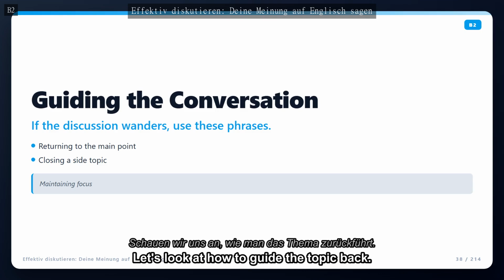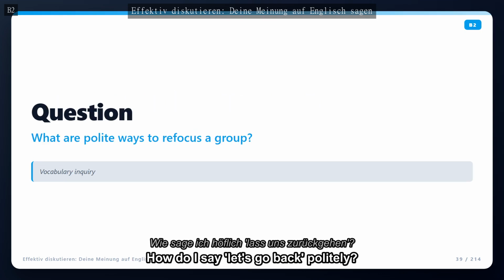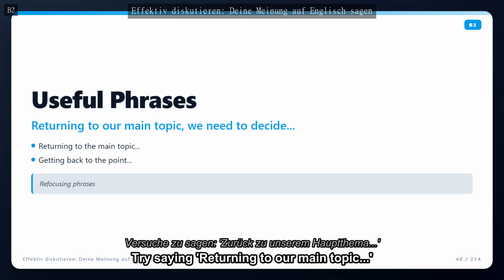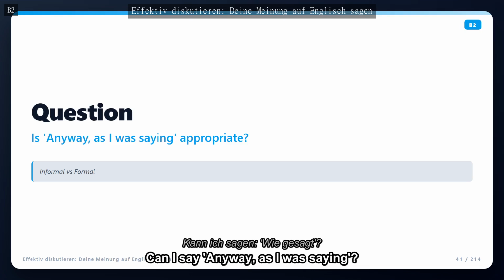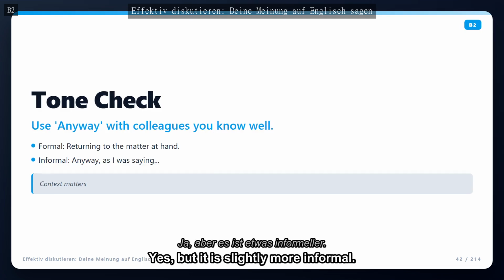Let's look at how to guide the topic back. How do I say let's go back politely? Try saying returning to our main topic. Can I say anyway, as I was saying? Yes, but it is slightly more informal.